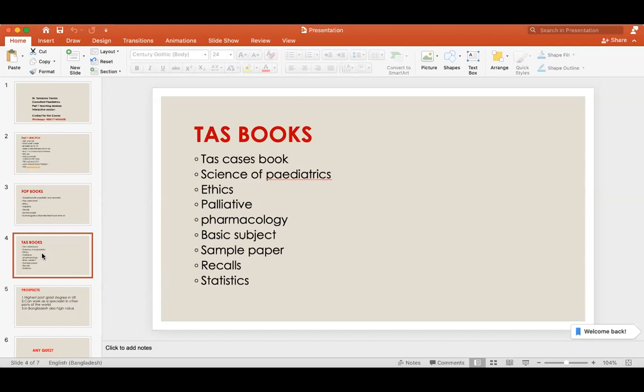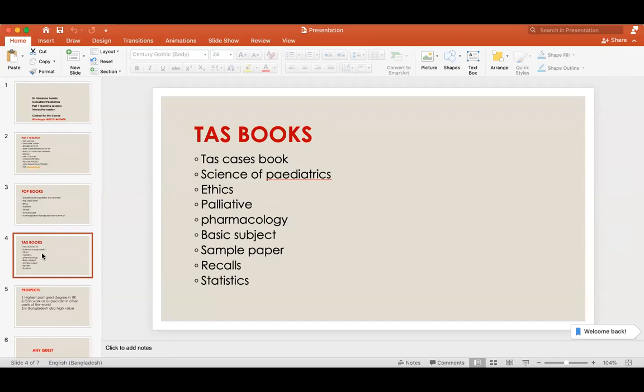Though this is a case-wise distribution, the book is written so well that they are like a case, but they actually are for basic pharmacology, basic microbiology, basic pathology, like this. So you will read in that style. This is the TAS cases book. The first time I read this TAS cases book, I found it very difficult to memorize.